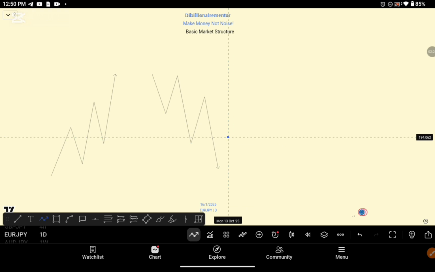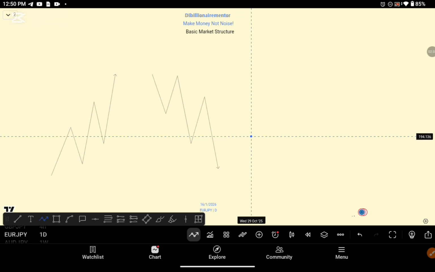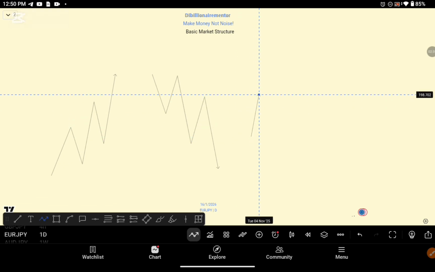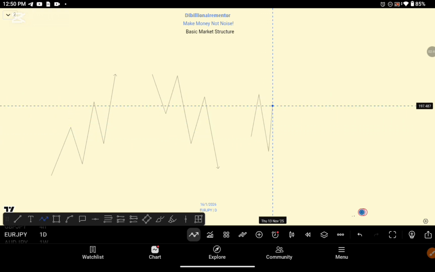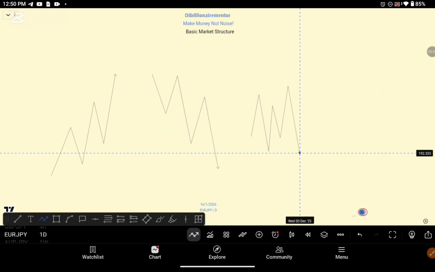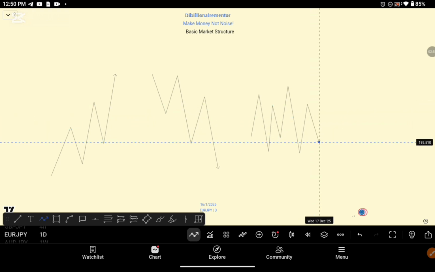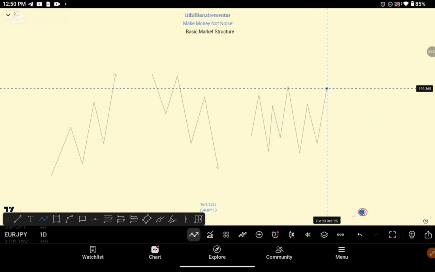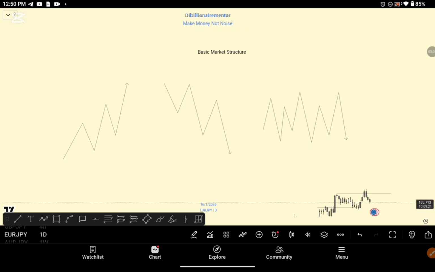Do you understand? And the last structure is what we know as the ranging market structure, or the consolidation phase, whereby price is neither giving us an uptrend nor a downtrend. We are not really seeing any reasonable price action. This is universally known as the ranging market. So this is very simple.